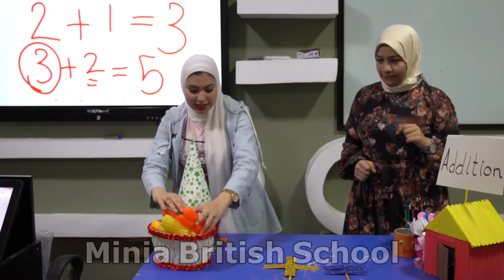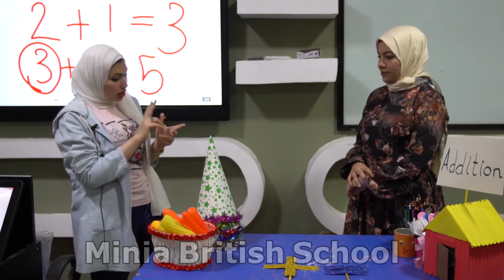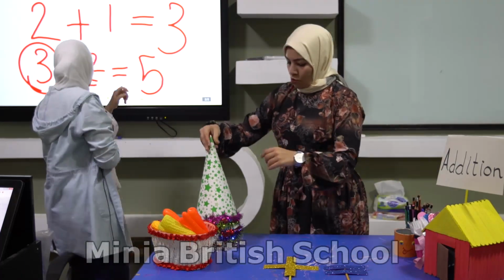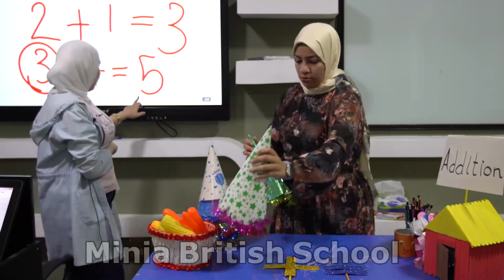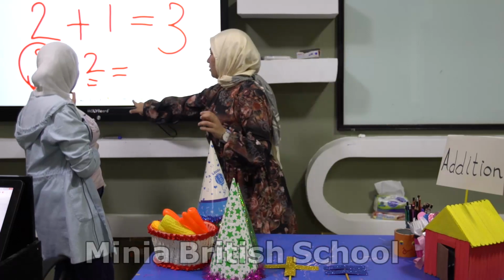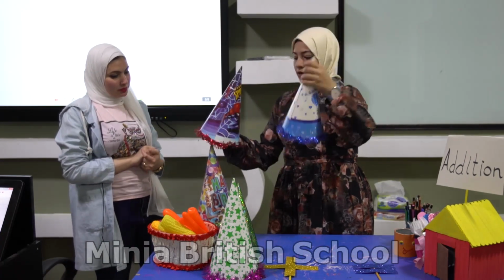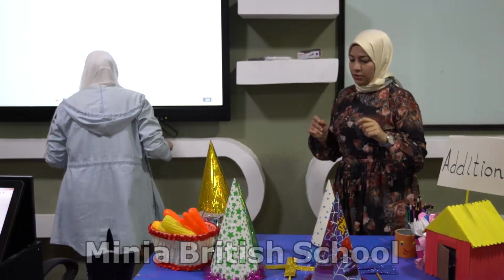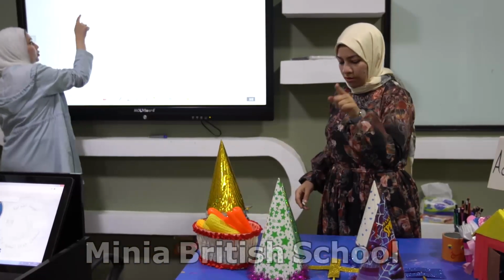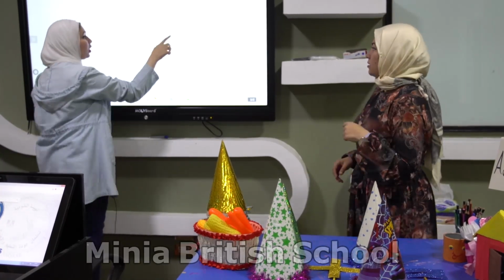We have another thing. What is this? The cone of birthday. I want you to take out two cones. One and two. And another two. Tell me the equation. What can I write here? Two cones plus another two cones equal.